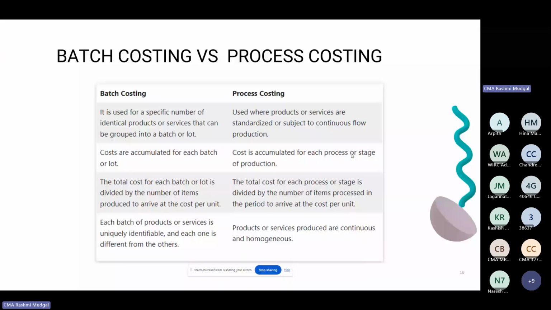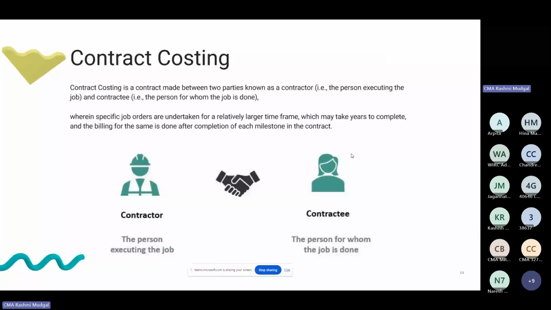Okay, so next is contract costing. Contract costing has two parties. One is the contractor, who actually performs the job, and the other is the contractee, who gives the job to be done. In contract costing, a contract is made between two parties where a specific job order is undertaken for a relatively larger time frame, more than 12 months. Mostly it takes at least a year to complete, and it can be more than a year. The billing is done after the completion of each milestone in the contract.